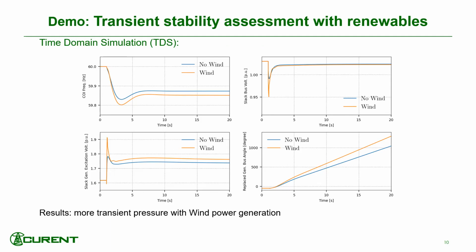So on the lower right, this bus is the bus connected to the generator that was replaced with the wind turbine. In these figures, we can see that there is more transient pressure on the system when we have wind power generation in the system. We have the lower frequency nadir, we have more bus voltage dispersion. And also in the lower right one, you can see that the bus angle increases much faster than in the original system.